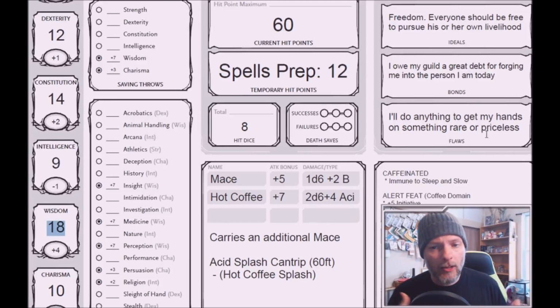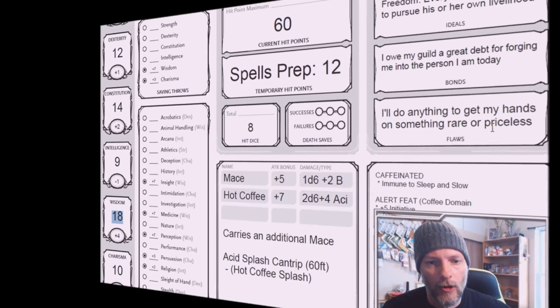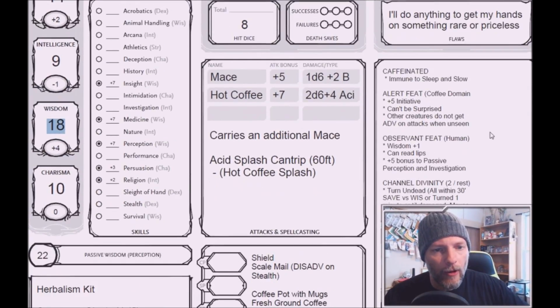So in her backstory, I'm going to include that she's looking for this, and I'll include it in her flaws, that she's going to do just whatever she can to find this very rare, almost mythical coffee bean. At 8th level, our weapons, we've got a mace, which is a +5. It deals 1d6 plus 2 bludgeoning.